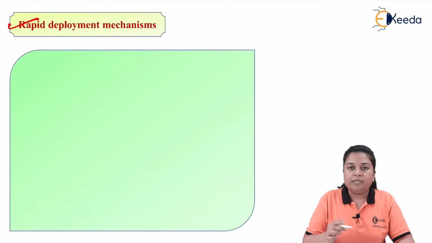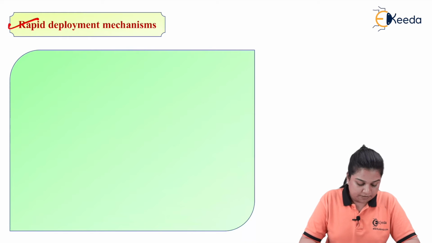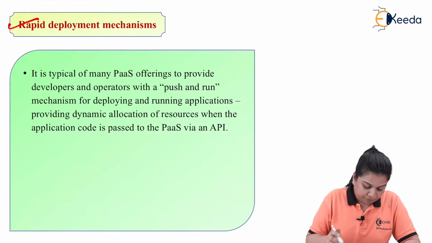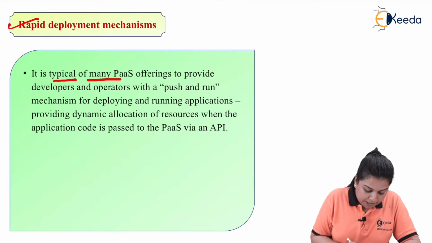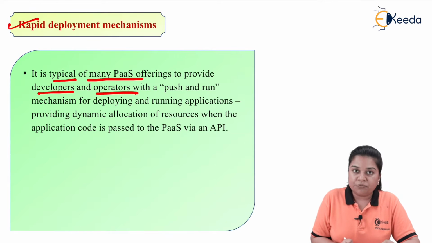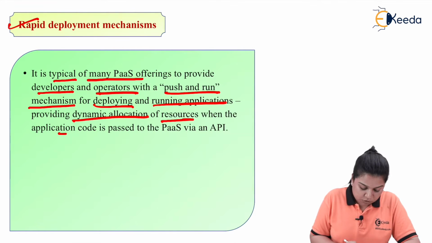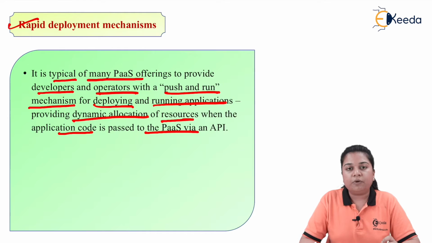Then the third one is the rapid deployment mechanism. What it provides here is that it is typical of many PaaS offerings to provide developers and operators with a push and run mechanism for deploying and running applications, providing dynamic allocation of resources when the application code is passed to PaaS via application programming interfaces or APIs, as we all know.